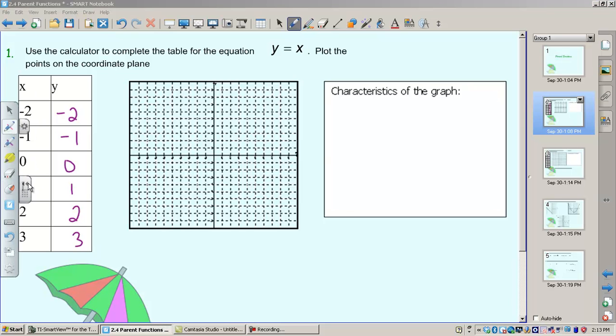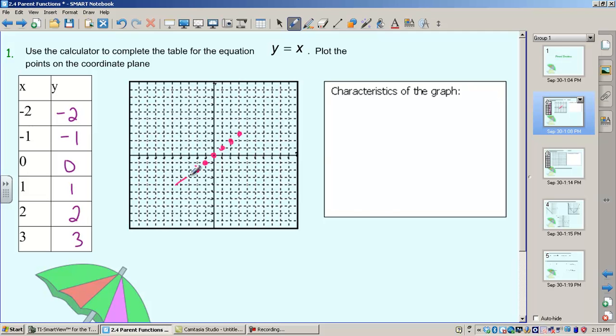So we're going to plot these points on our graph. You can just sketch a graph. It doesn't have to be 100% accurate, but you need to sketch a graph so you have a sketch of what this looks like. So I have -2, -2, -1, -1, 0, 0, 1, 1, 2, 2, and 3, 3.